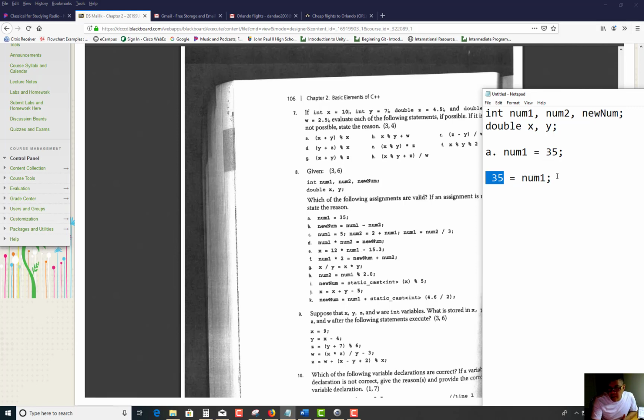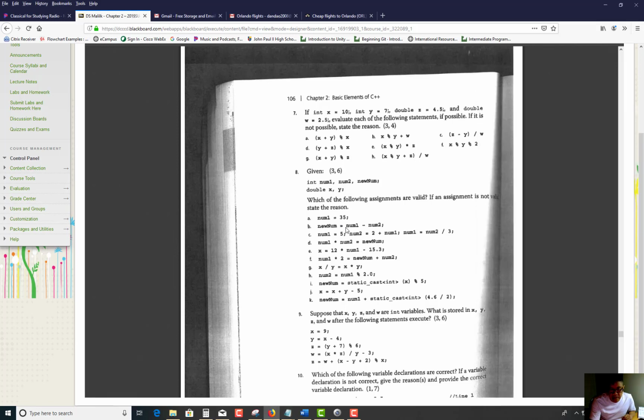So the concept I'd like you to understand is that in programming, whenever you come across an equal sign, the content of the right is put into the left. So in this expression, A is valid. Look at B. Is B valid? Yeah, it's valid, whatever number that is. Num1 minus num2, store that into new num. That's valid. Look at this one.